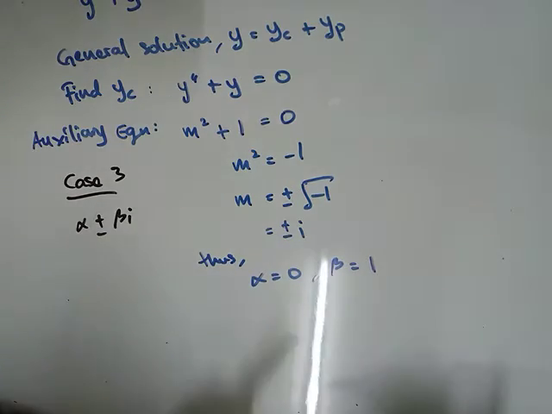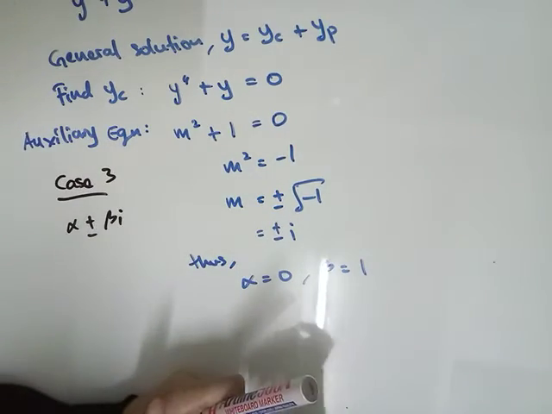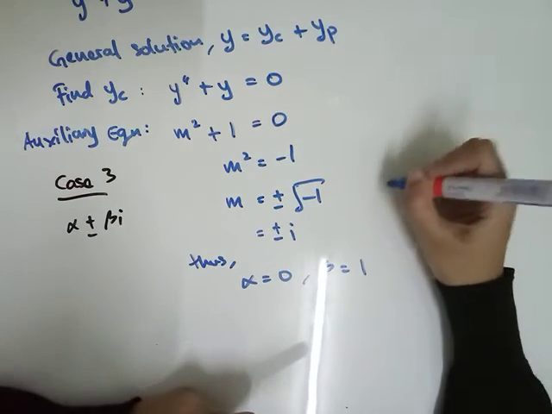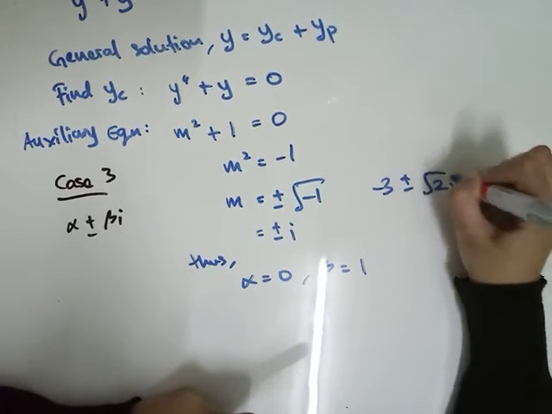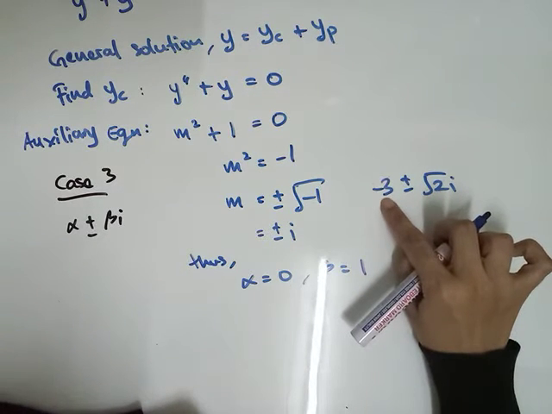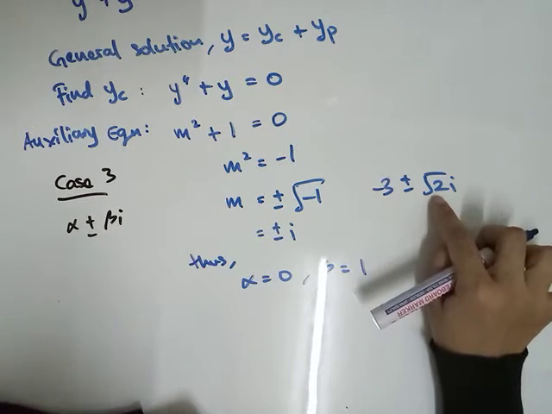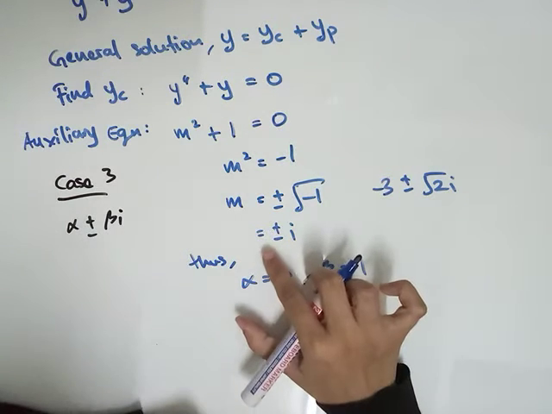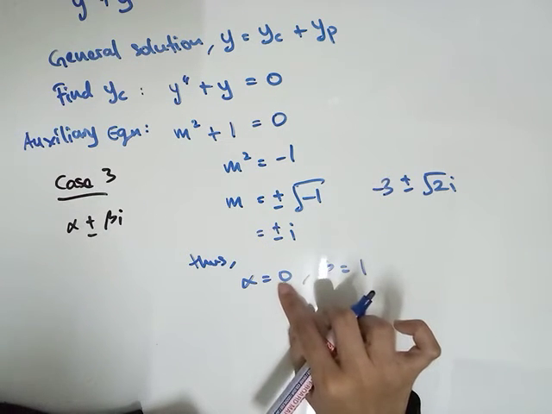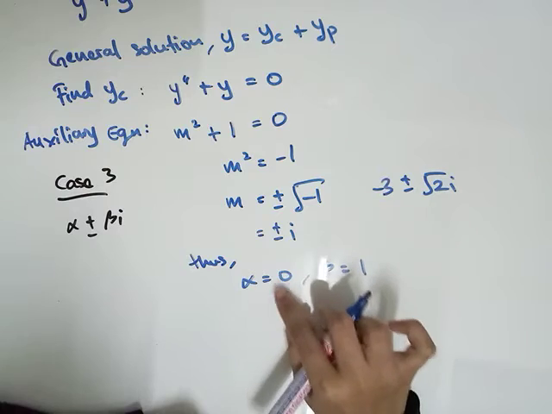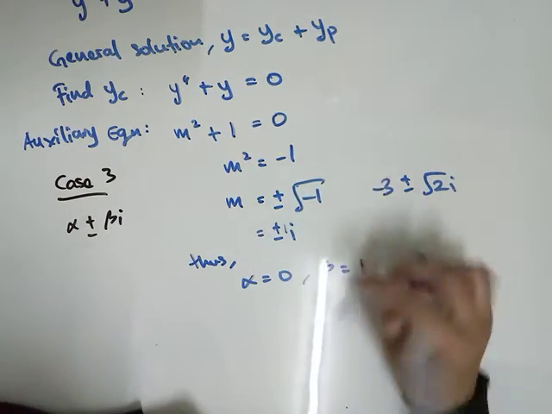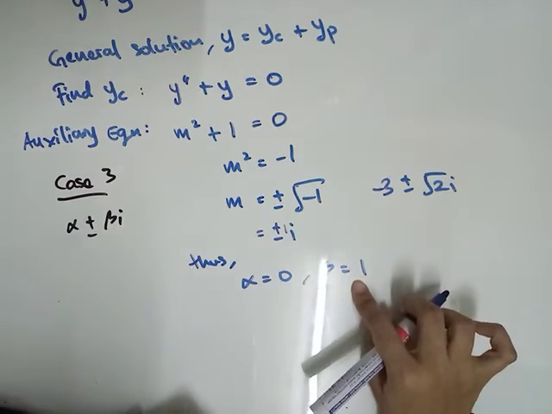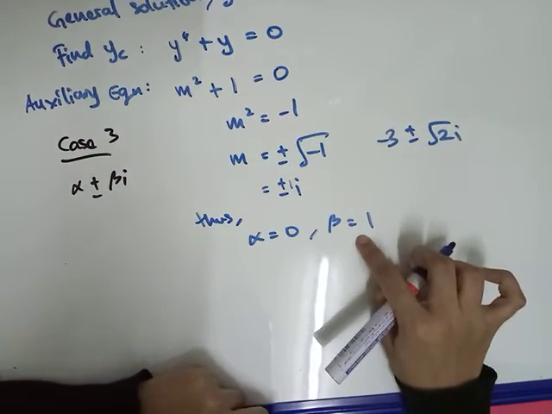For example, when we have negative 3 plus minus square root 2 i, we know that alpha is negative 3 and beta is square root 2. But for this one, there is no alpha, so we assume it is 0. Alpha is 0, and beta's value here is actually 1. So beta is 1. Do you understand?